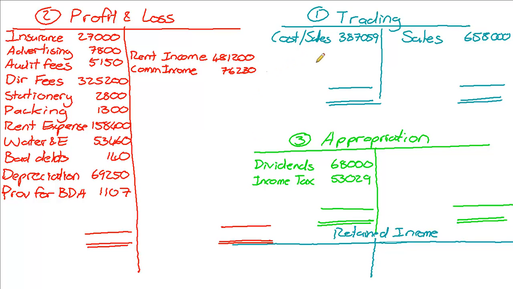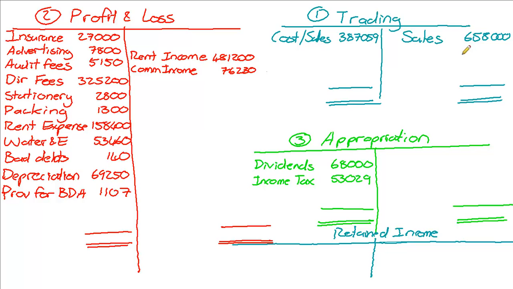Because if we leave it as it is at this stage, we will still have a balance on the trading account. You can see that the credit side is bigger than the debit side, which will leave the trading account with a balance, which is not what we want. Remember, when we close off accounts, we want our credit side and our debit side to be equal, otherwise the account has not effectively been closed off.